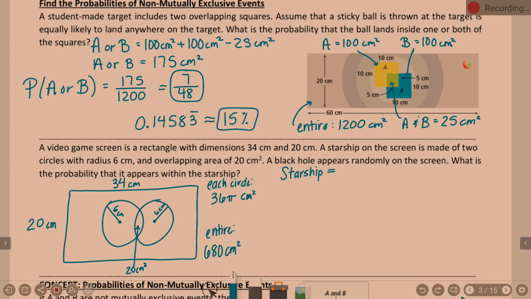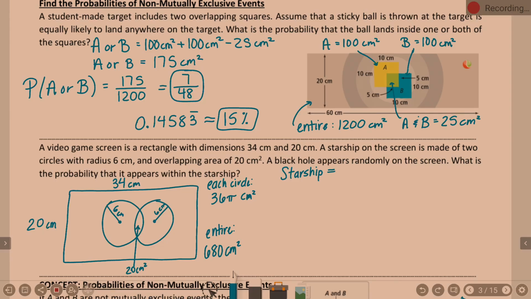36 times 3.14 minus. Wait, do you subtract the area or do you add it? I don't know. Okay, so you do that number, right? And then you multiply by 2, and then you add that number on top. Or no, probably not. What's the starship made of?